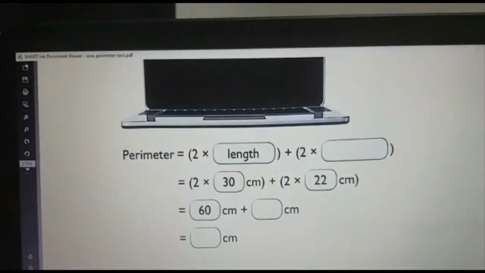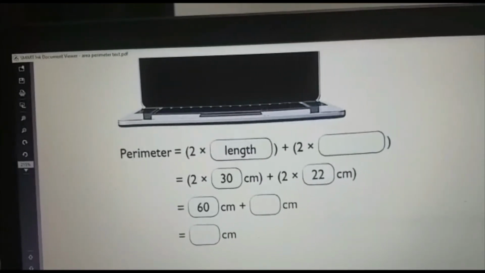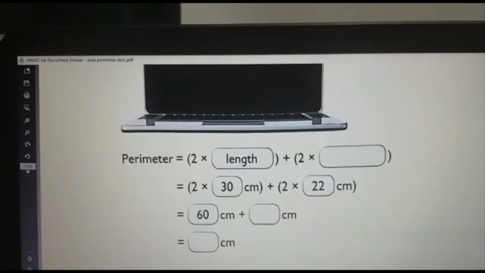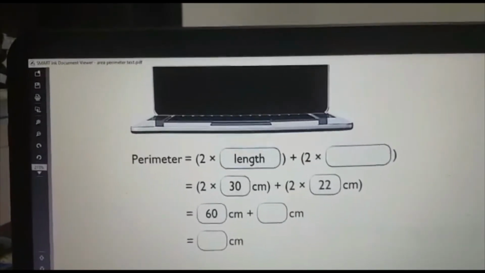It's for square. Total 4 equations. Perimeter of square, perimeter of rectangle, area of square, area of rectangle. So coming to higher classes, you will be studying more equations. So this year itself you study this.